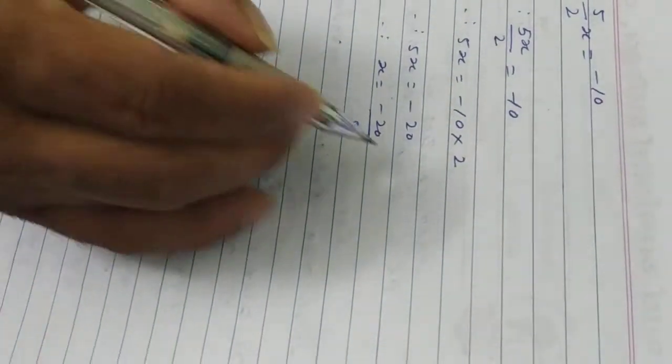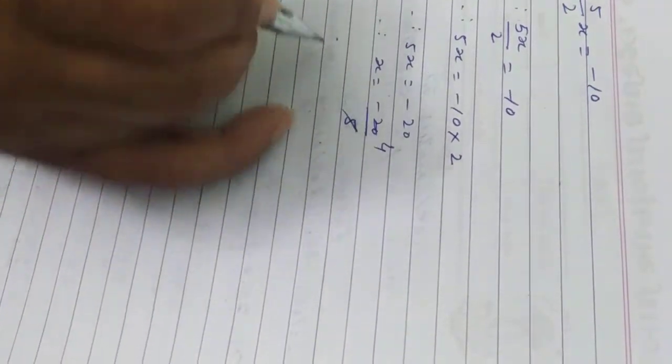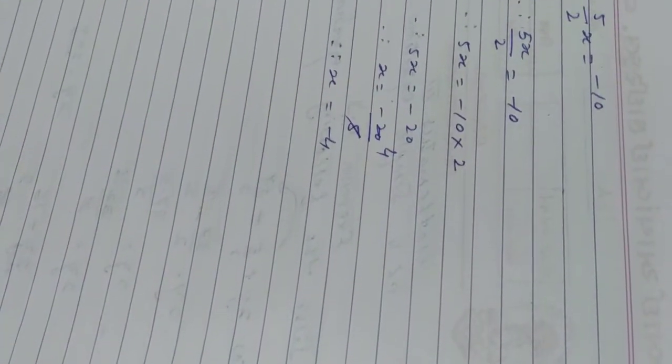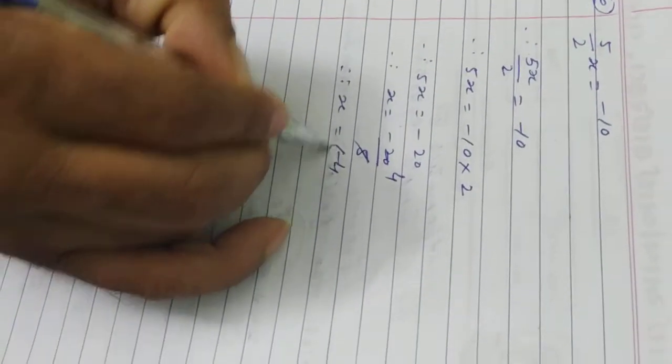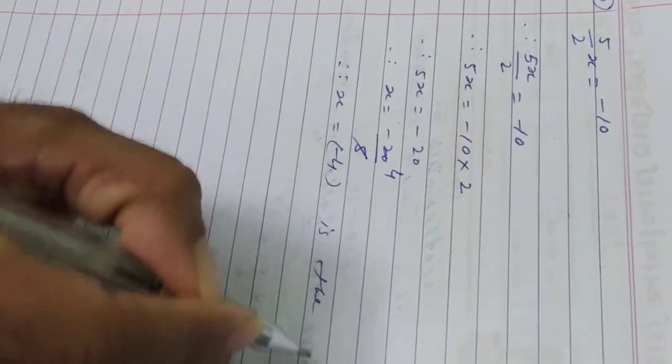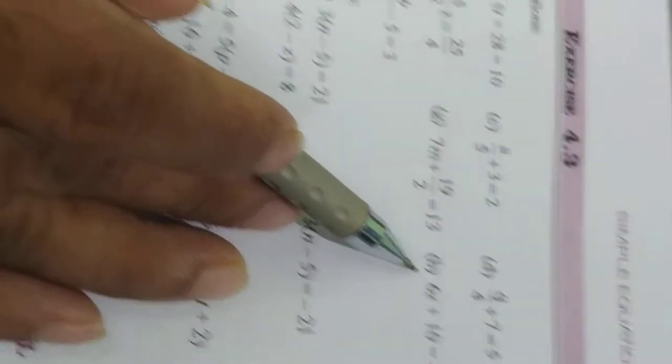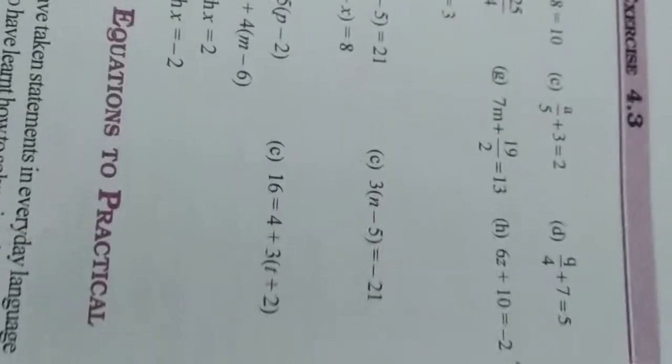So 5 how many is of 20? 5 fours are 20, therefore x is equal to minus 4. It is the required solution. Understood? Now F and G is your homework. Now we'll explain you H.